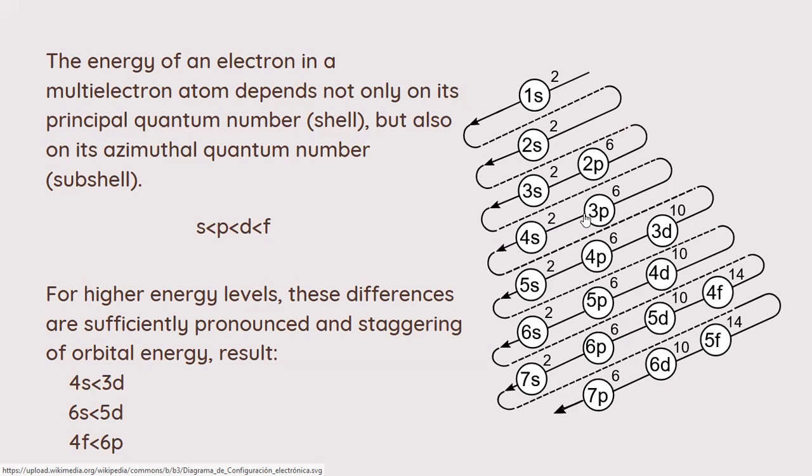Now, similarly, if you take 3p, 3 plus 1 equals 4. Again, 4s, 4 plus 0 equals 4. But the principal quantum number for the p orbital is 3, which is less than 4. So 3p has a lower energy than 4s.